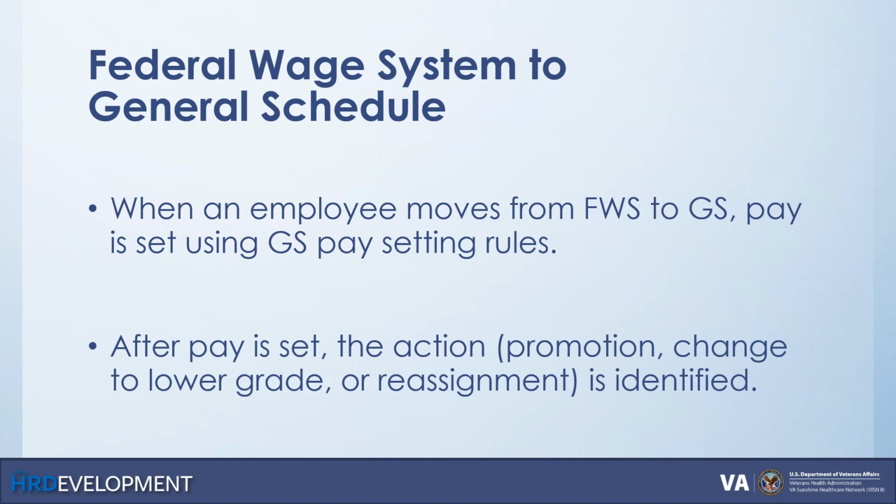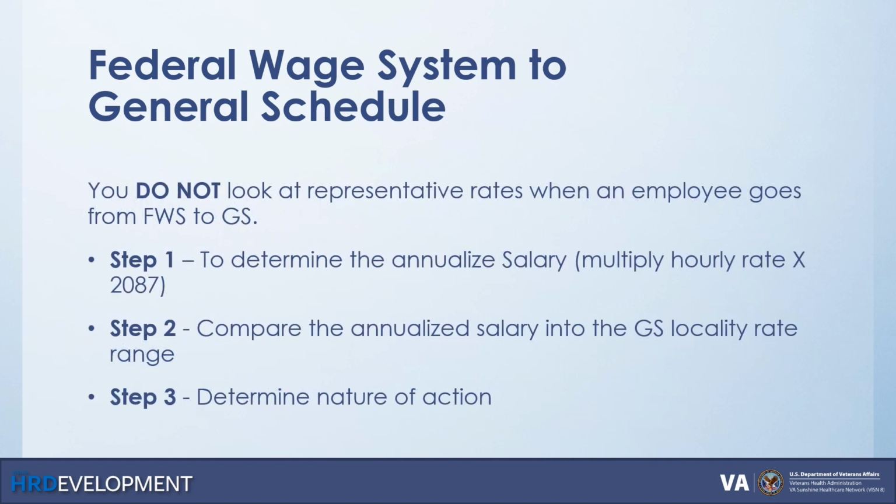When an employee moves from the FWS to GS, pay is set using GS pay setting rules. After pay is set, the action, promotion, change to lower grade, or reassignment, is identified. You do not look at the representative rate when an employee goes from FWS to GS. To determine the annualized salary, multiply the hourly rate times 2,087 hours, because this is a year of working hours.